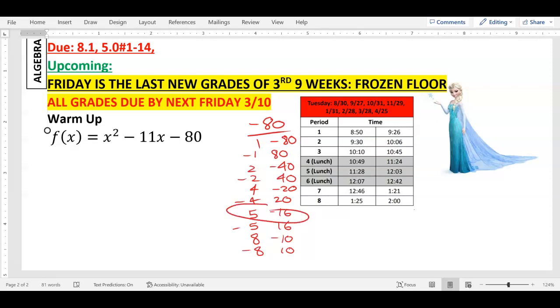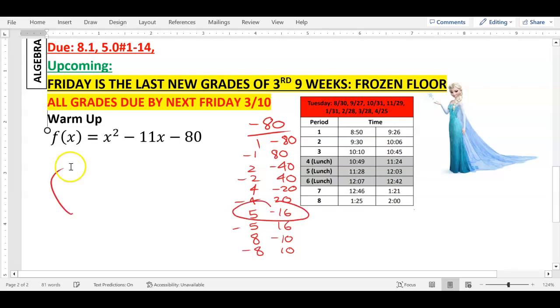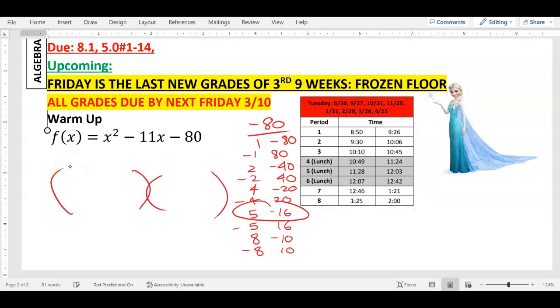So do you see how the puzzle works? Multiples that make the third number that add up to make the middle number. Okay, cool. So let's write this out. Here's how you write this. You have 2 parentheses. X goes on both. And then in these two spaces, you're going to put positive 5 and negative 16. So plus 5, minus 16.